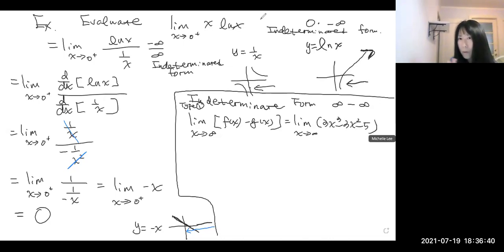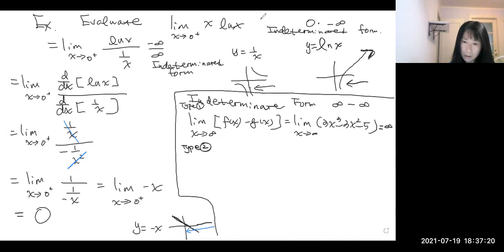Okay, so we read this one, and then which one is faster? X cubed, right? In this case, it's 3x cubed. Then when x approaches positive infinity, we have positive infinity there. Okay, type 2: same concept, but what if they go fast the same way, right?